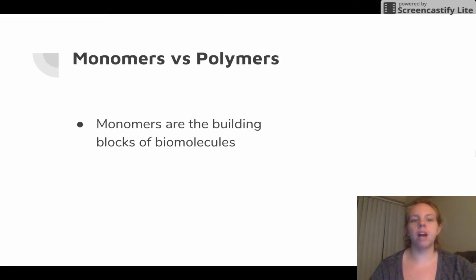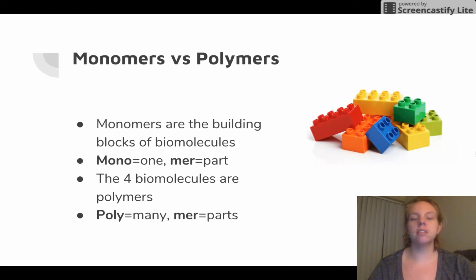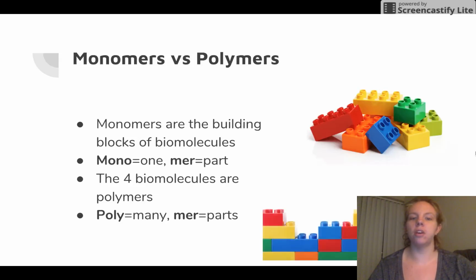Monomers are the building blocks of biomolecules. Mono means one, mer means part. It means one part. Polymers are our 4 biomolecules. Poly means many, mer means part, so literally many parts. It's like Lego blocks are our monomers, and a building that you make out of Legos is our polymer.